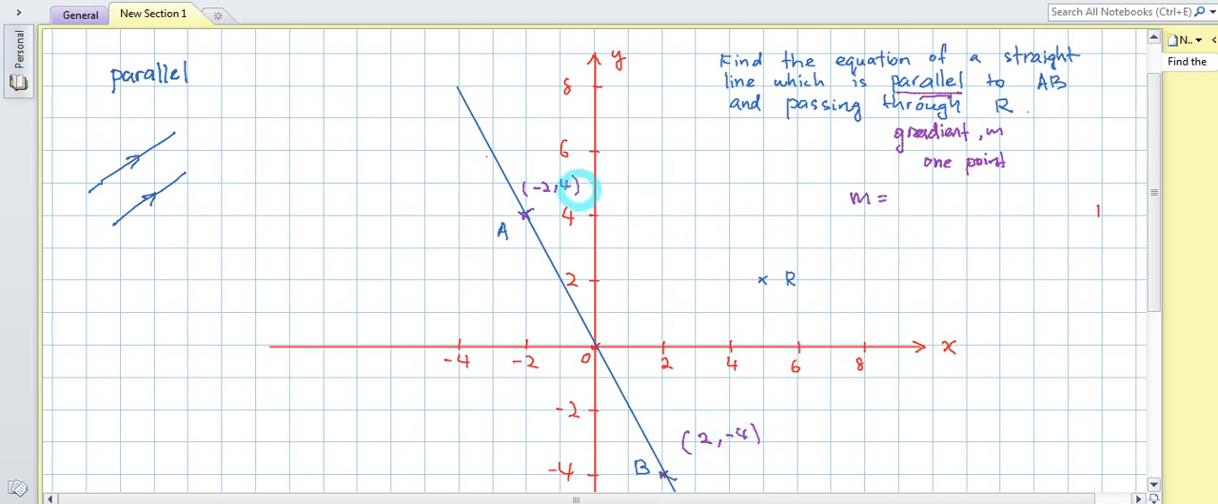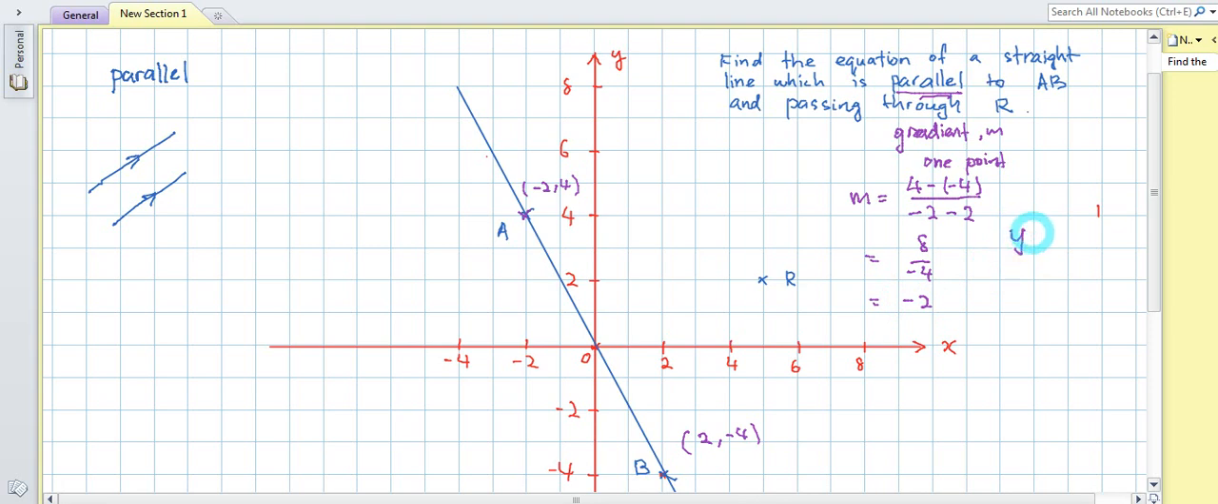Okay, so the gradient will be 4 minus -4 over -2 minus 2. When you have negative, be careful. We know that the gradient must be negative because it's going downward like this. So 4 plus 4, you get 8, and this is -4, so you will get -2. Okay, the gradient is -2.